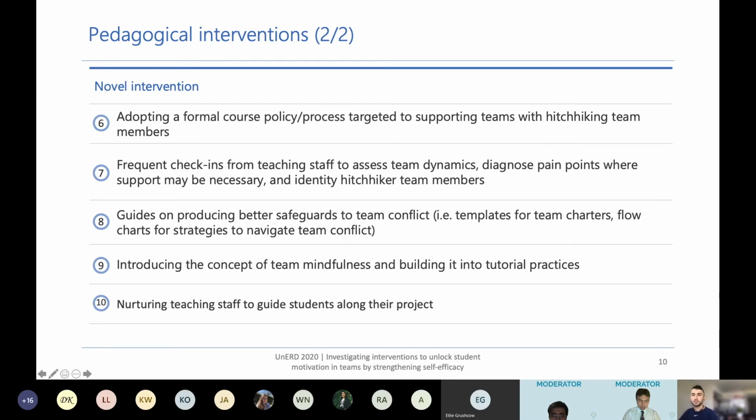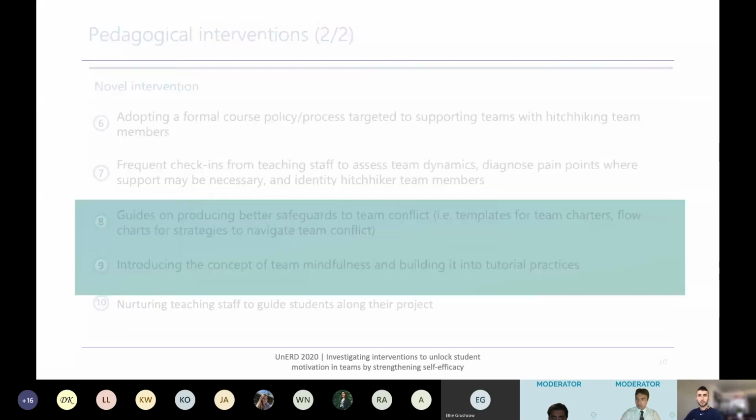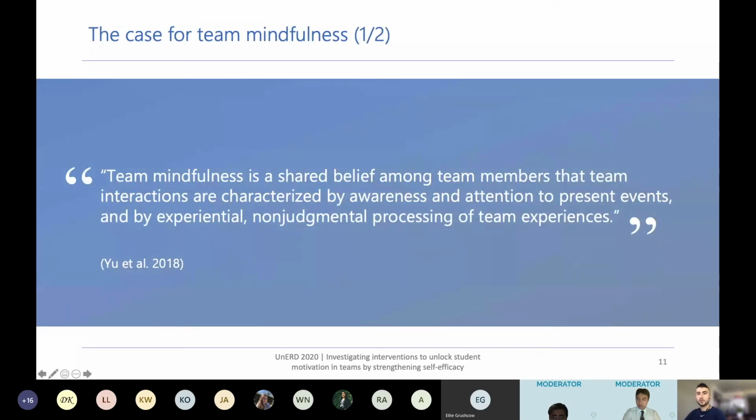Although these interventions seem promising to close gaps and remediate pain points for students, I'll focus on one of these interventions because of its novelty in the engineering education space and my impression from personal teamwork experience with it. This one being number 9, team mindfulness. Based on research out of UBC and the University of Minnesota, team mindfulness seems to be a promising intervention to reduce team conflict and its ill effects. But what is team mindfulness?